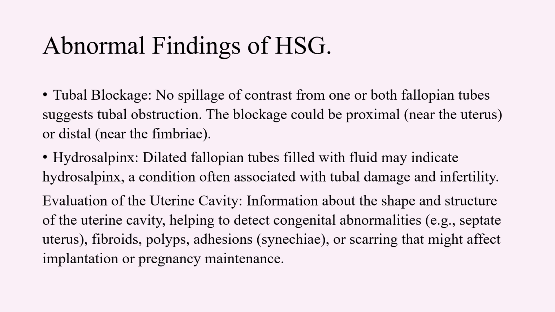Abnormal findings on hysterosalpingogram will include tubal blockage, in which there will be no spillage of contrast from either one or both fallopian tubes. This suggests tubal obstruction. The blockage could be proximal, that is near the uterus, or it could be distal, near the fimbria.